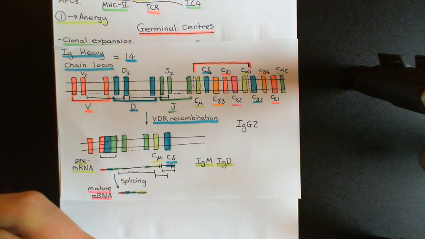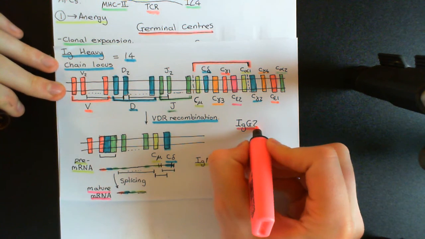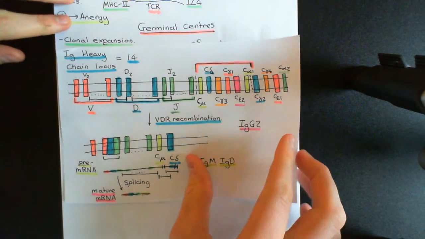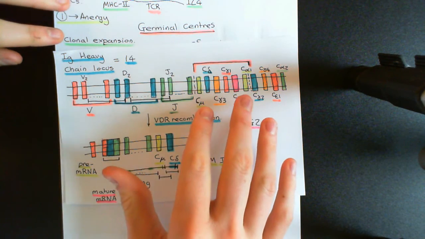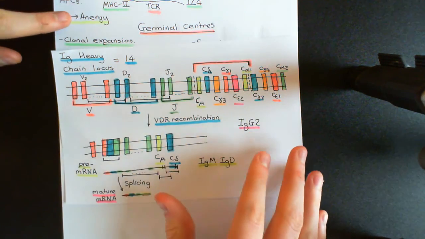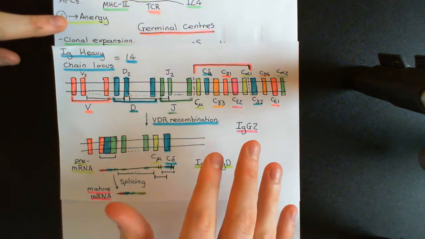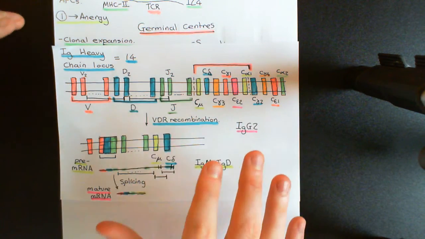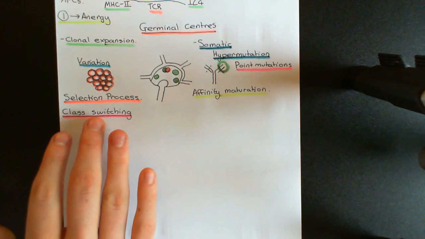Okay, so this is what can also happen in these B cells that are in the germinal center. They can start cutting bits of their immunoglobulin heavy chain locus out, and that will mean that they'll start producing immunoglobulin molecules of these different types. Okay, and that process is known as class switching.